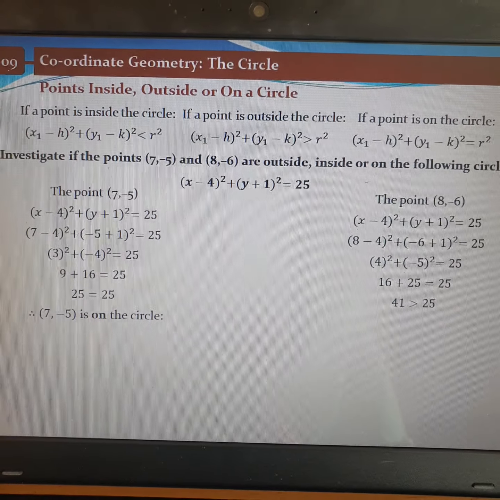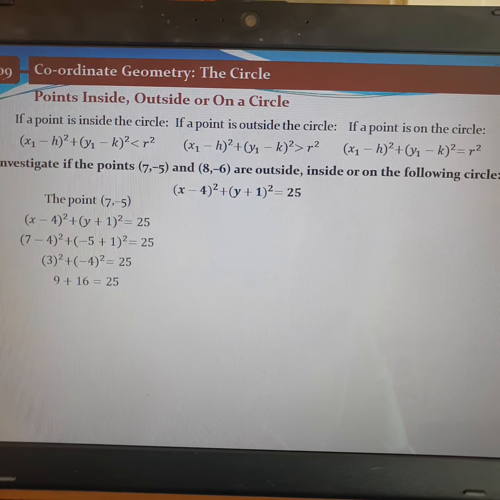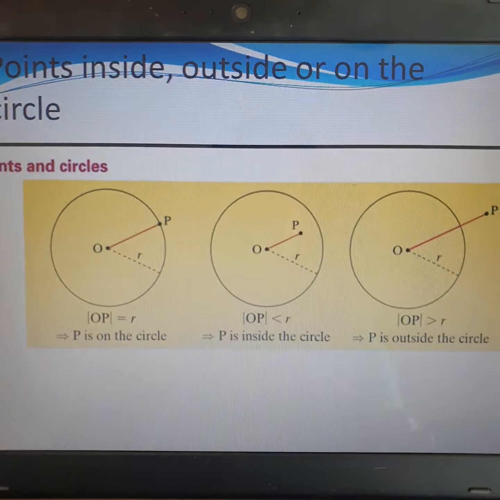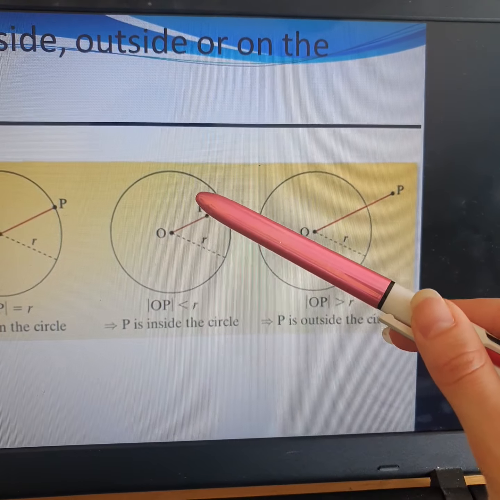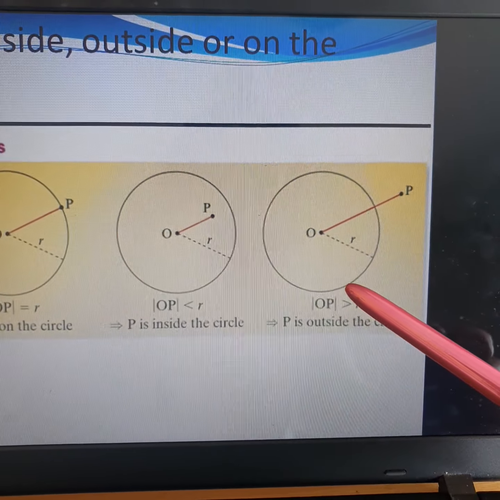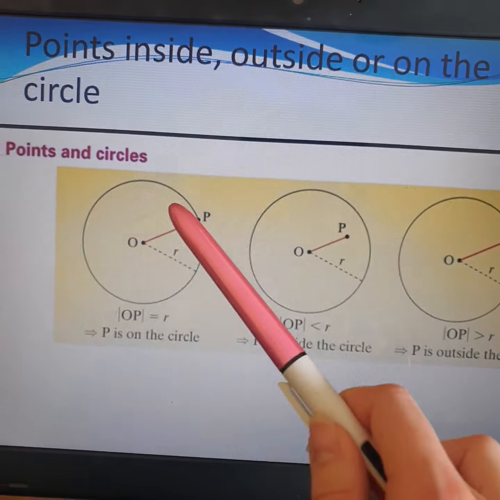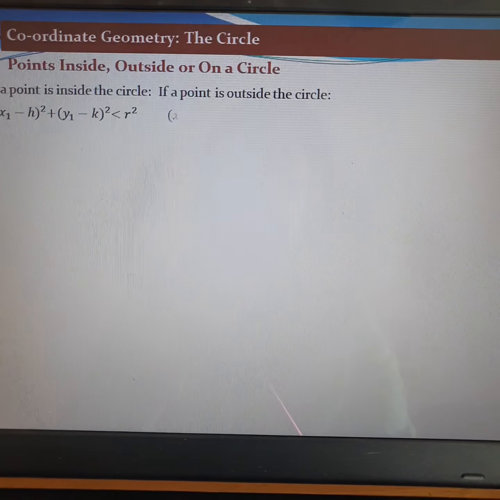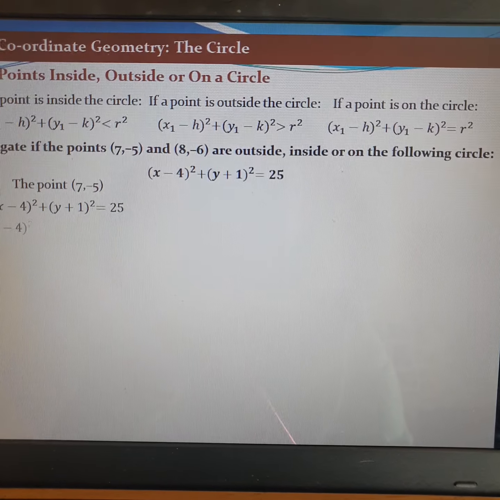So we can see from those two points then, if we were to look back at the diagram, that this could be the first equation, and this could be the last equation, where the point lies. So one is on the circle and one is outside the circle.